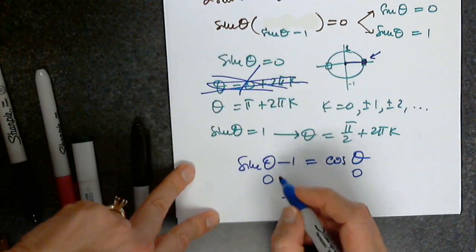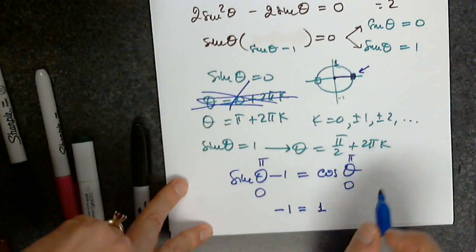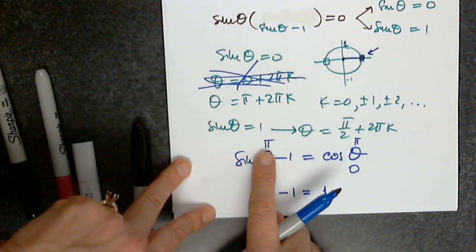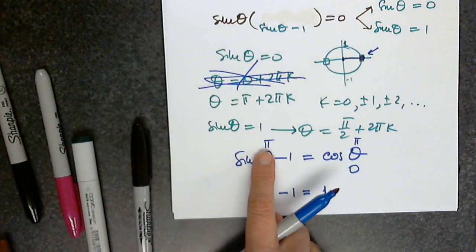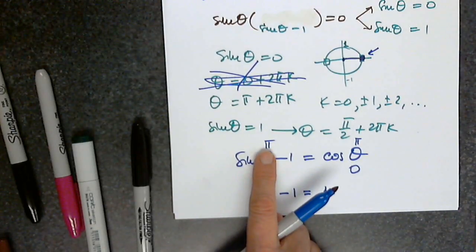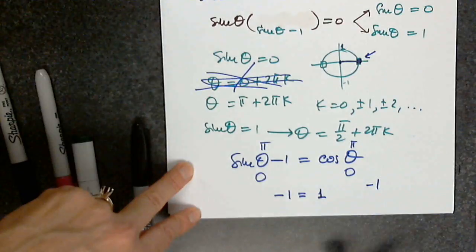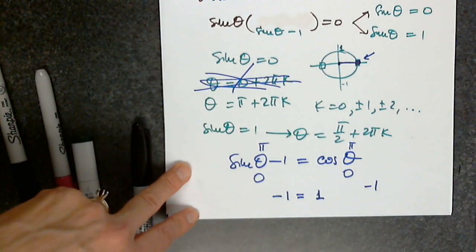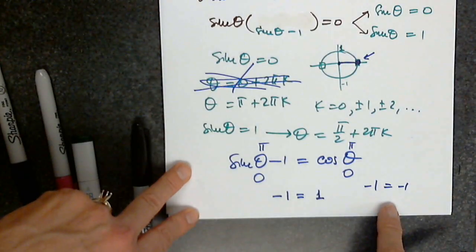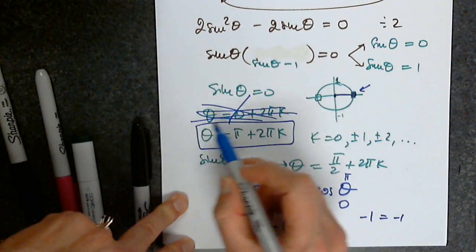Now I'm checking pi. Sine is measured on the y-axis. Sine pi is 0. 0 minus 1, the left-hand side is negative 1. How much is cosine pi? Cosine is measured on the x-axis: negative 1. Is this correct? I'm going to say yes.